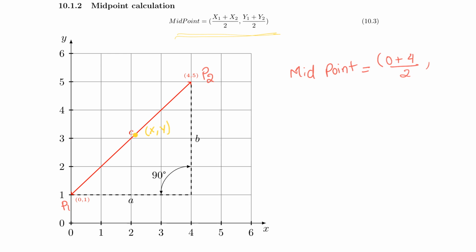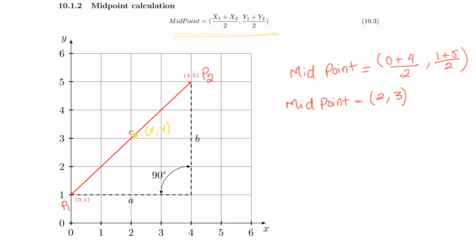y1, which will be 1, plus y2, which will be 5. Remember that y1 is the y coordinate of point 1 and y2 is the y coordinate of point 2. Okay, and this is divided by 2. And then the midpoint is 4 divided by 2, that will be 2, comma, 1 plus 5, that's 6, divided by 2, that will be 3. So the midpoint in this example is located at coordinate (2, 3).